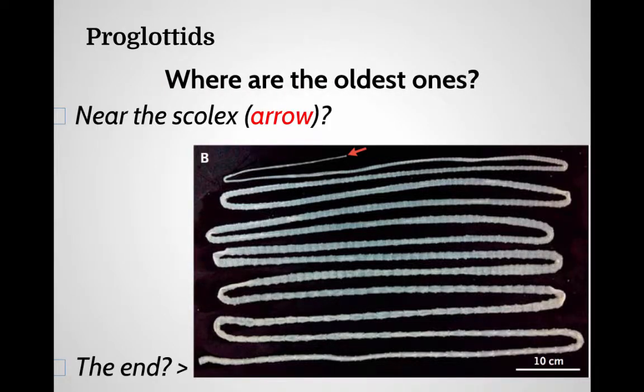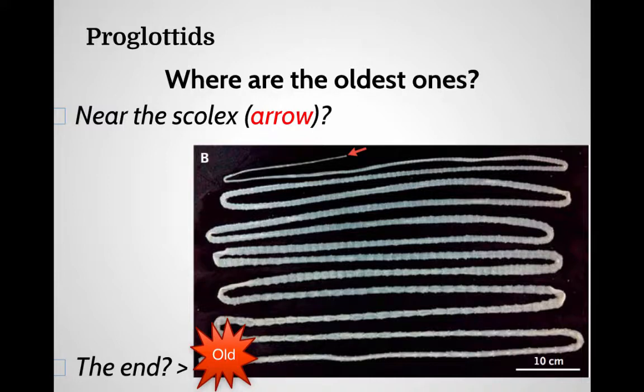As you look at an entire tapeworm in the class Cestoda, you might wonder, when you're looking at all of these repeated proglottids, where are the oldest ones? Are they up near the red arrow, near the scolex, the head, or are they at the end towards the bottom of the video? The oldest ones are found at the end.